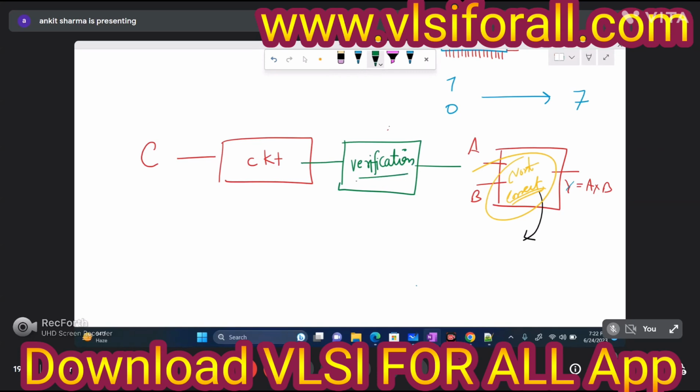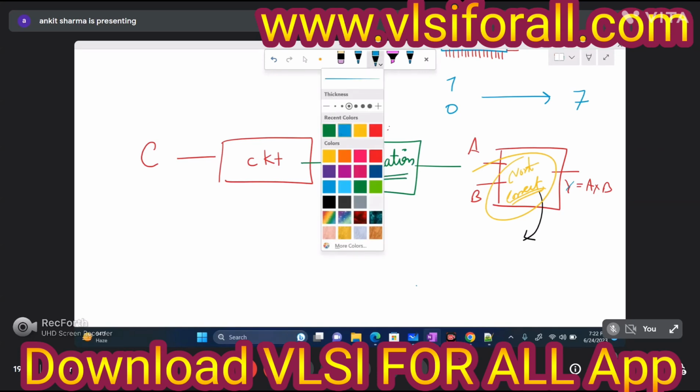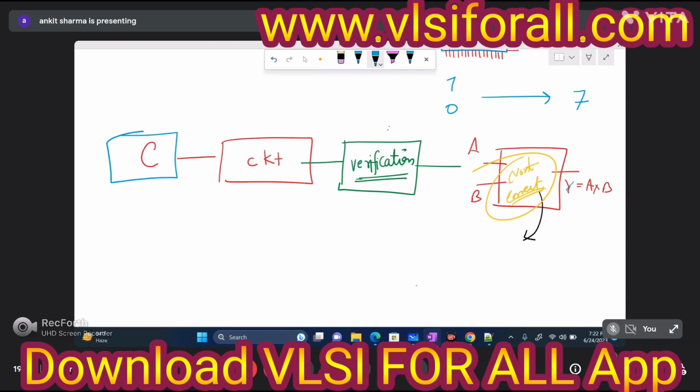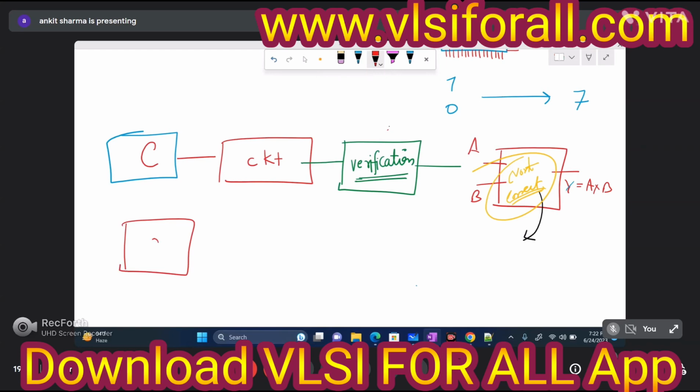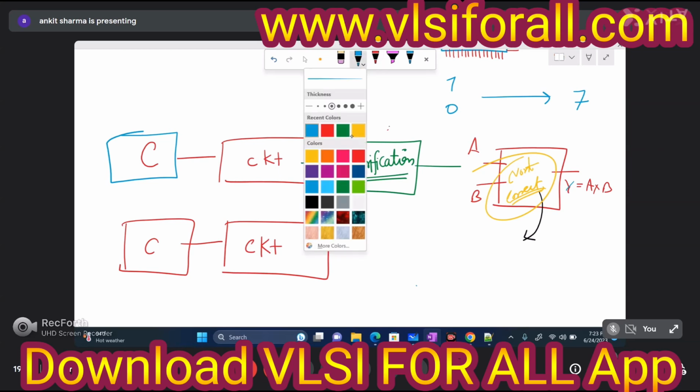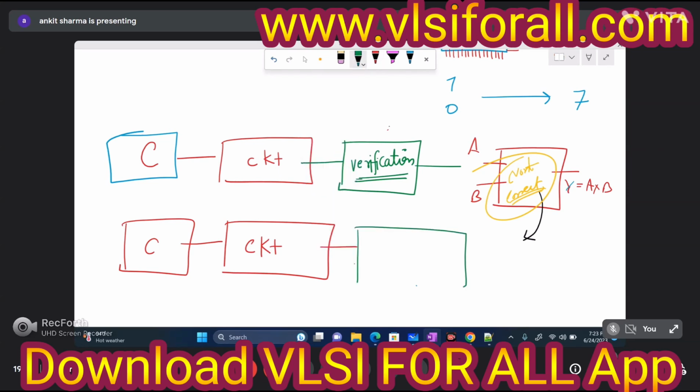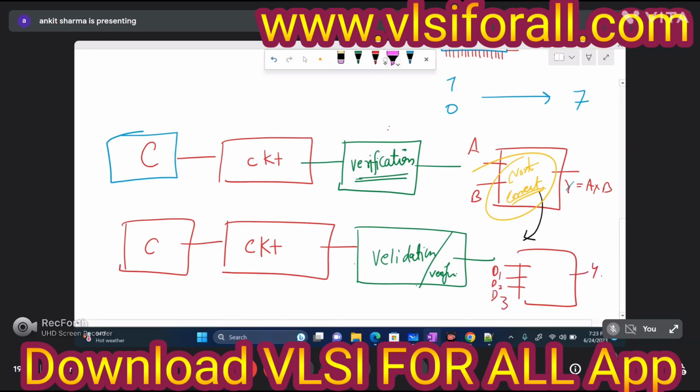That is nothing but verification, or I can say validation. So this is verification and validation. Now what happens from the next time? Let us suppose a customer comes for that circuit, and the design engineer makes a circuit. But this time, the design engineer is very much aware: I need to do validation and verification first. Only then will I send the circuit, like D1, D2, D3, and then Y.